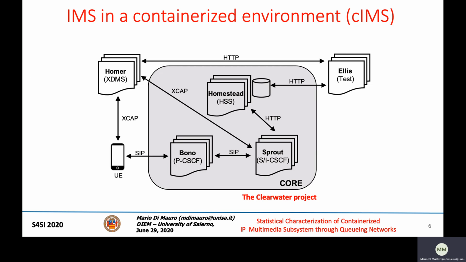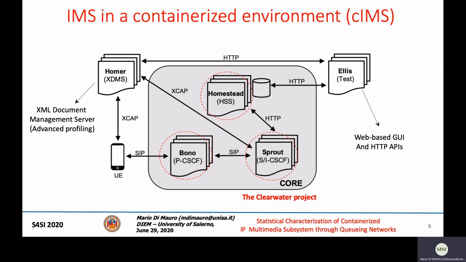The containerized IMS setting is realized through the Clearwater framework, whose main architecture is shown in this slide. For our purposes, we model just the main nodes in the core, namely Bono, Sprout, and Homestead, which represent respectively the proxy, serving and interrogating, and HSS nodes. Some auxiliary nodes such as Homer, that is an XML document management server, or Ellis, which exposes some HTTP-based APIs, are embedded by default in the Clearwater distribution. A stress tool based on C++ has been installed on an external virtual machine to simulate a kind of workload stress. In our testbed, we deploy Bono, Sprout, and Homestead on 3 separate virtual machines.